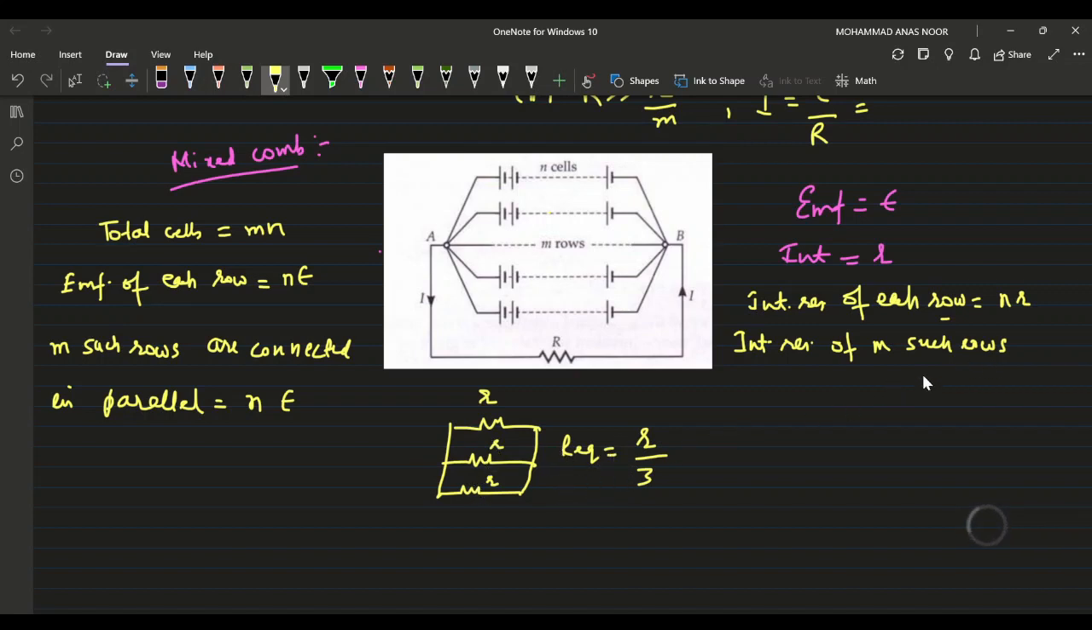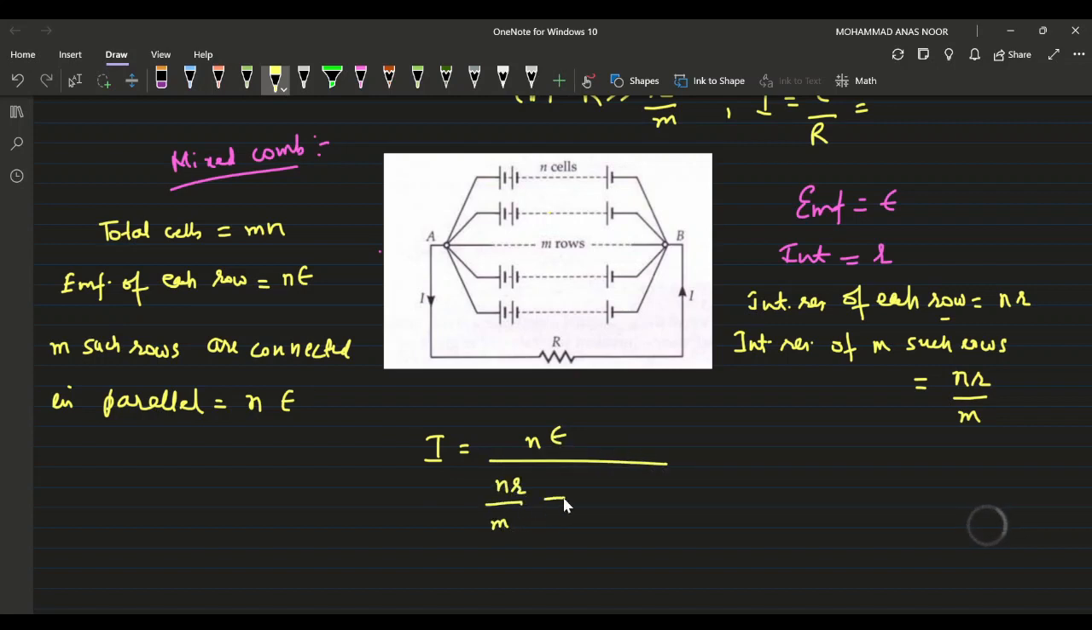So if there are M resistances of the same value, it will be nR divided by M. Now we can find the current. The current would be the EMF, which is nE, divided by the total resistance nR upon M plus the load resistance.